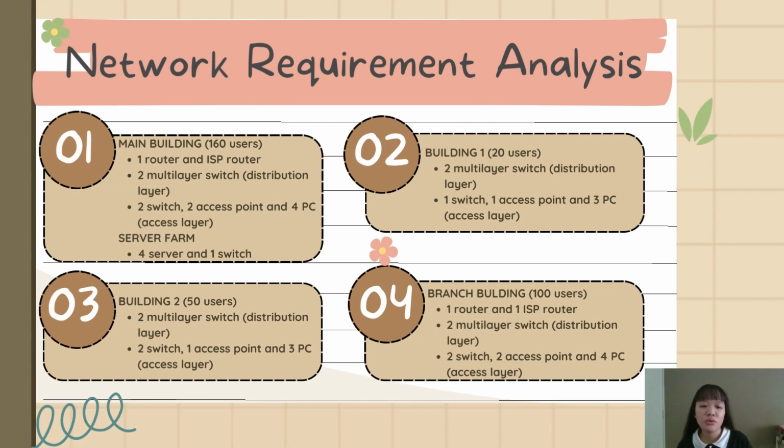Then building one will be used by 20 users. Building one will have two multi-layer switches in the distribution layer, one switch, one access point, and three PCs in the access layer. Building two, which is used by 50 users, will have two multi-layer switches in the distribution layer, two switches and one access point, and three PCs in the access layer. Last is the branch building, which is used by up to 100 users. It will have one router and one ISP router, two multi-layer switches in the distribution layer, two switches, two access points, and four PCs in the access layer.